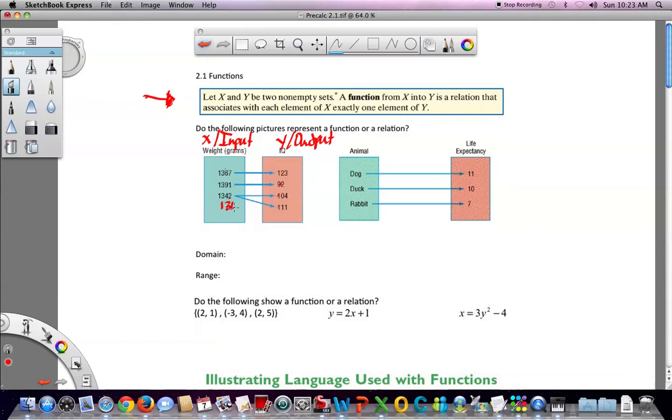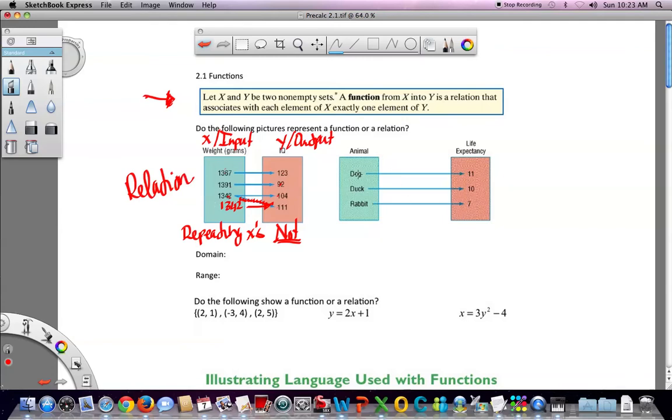Another way of writing this would be to say 1342 occurs not once but twice. So checking for a function or not has something to do with repeating x's, because in this case this x has as its y's 104 and 111, so the x value repeats, so this would not be a function. Okay, that makes it a relation. So I guess I should say here that's a relation.